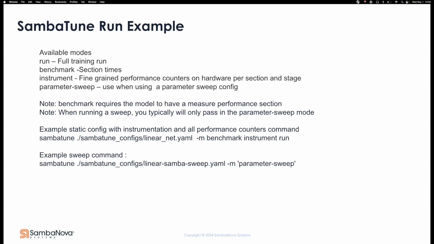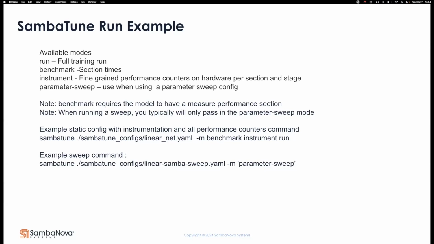So if you put a benchmark in and your model does not have a measure performance section, it's not going to work. Okay. The other item is instrument, which is fine-grained performance counters on the hardware per section and per stage. Okay. And then there is a parameter sweep option that you can specify. And that is where you can tell it to sweep through different parameter combinations for this model.